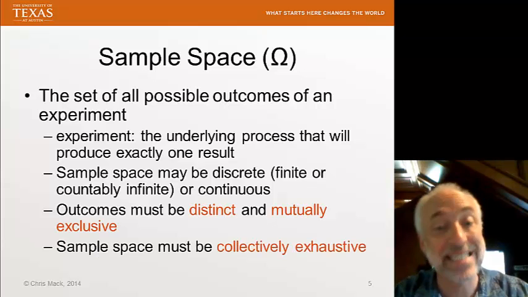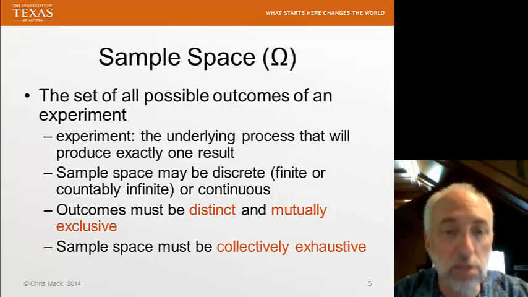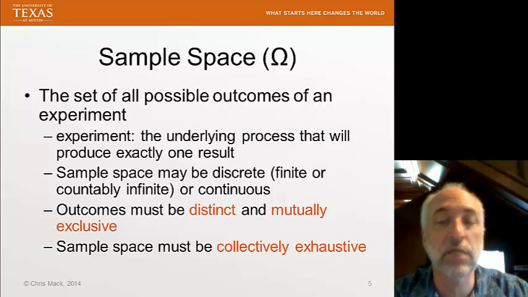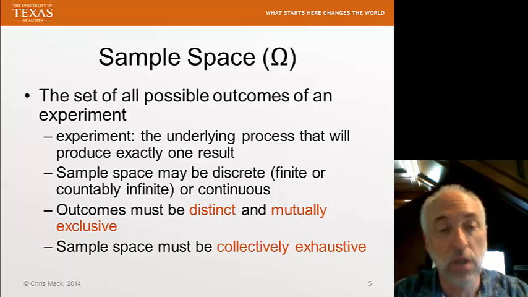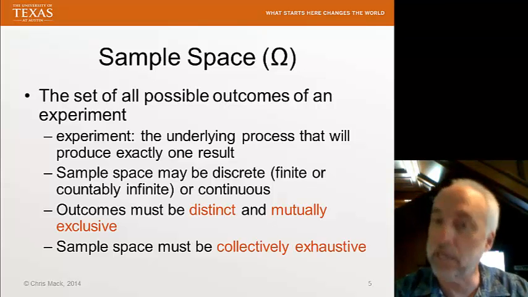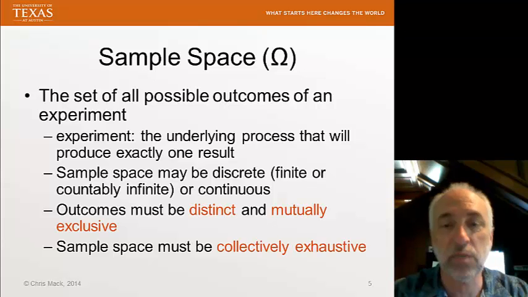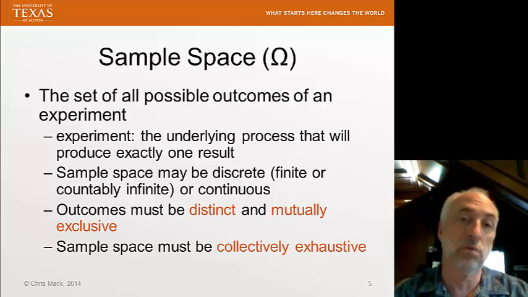And then the sample space, the collection of these distinct and mutually exclusive outcomes, must be collectively exhaustive. That is, once we've listed all of the outcomes, our sample space includes them all. There's nothing left, nothing we've forgotten that could be an outcome of the experiment that isn't listed. The sample space includes them all.